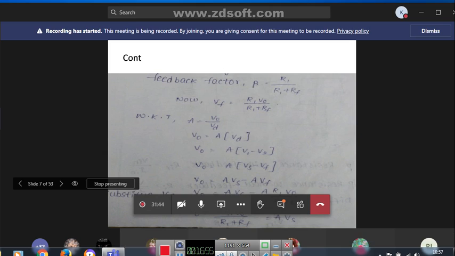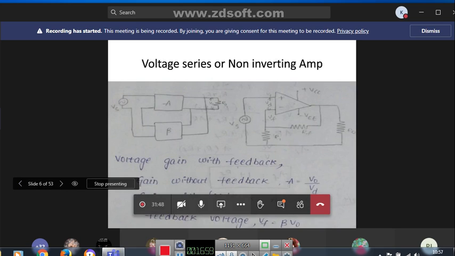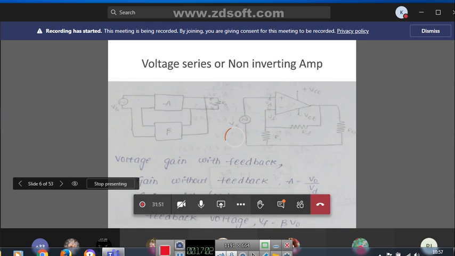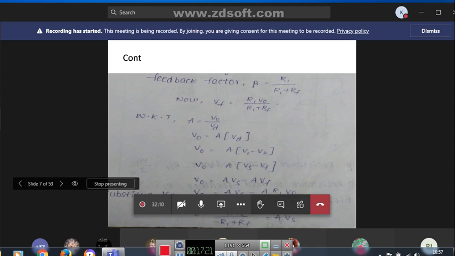So here V1 equals Vs, right? From this circuit, V1 is the voltage applied to the non-inverting terminal, that is Vs. So we can write V1 equal to Vs. So V0 equal to A into Vs minus Vf. So we can write V0 equal to AVs minus AVf.